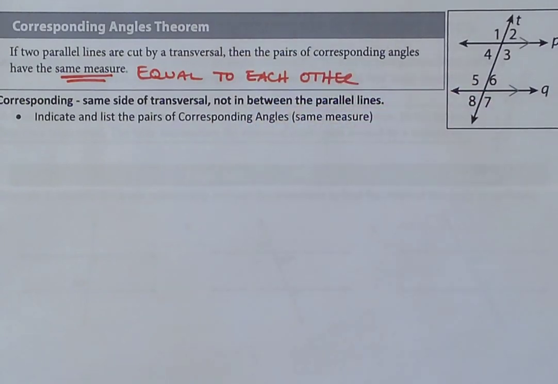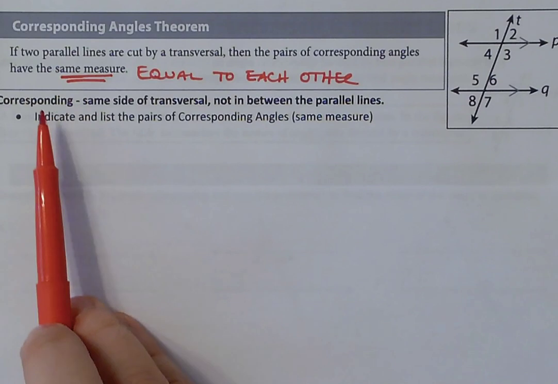So just like alternate interior, corresponding angles are also the same measure. So same side interior, they add up to be 180. Corresponding and alternate interior are equal to each other, so they are congruent.